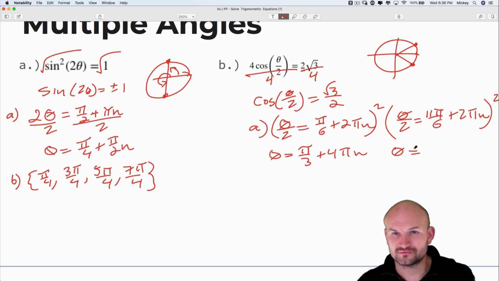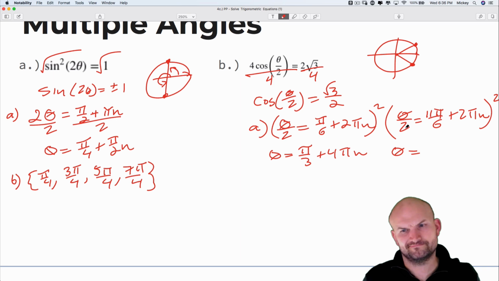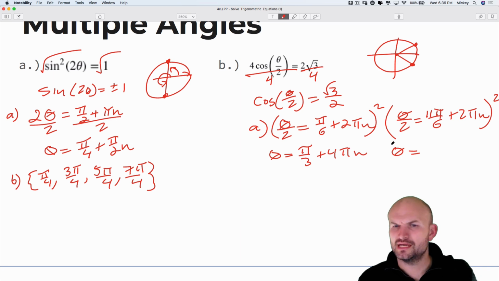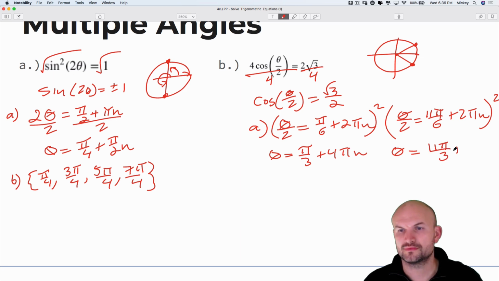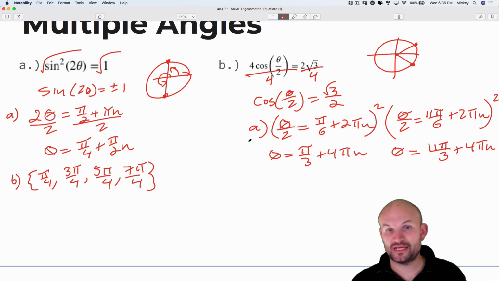6. Was that square root of 3? I don't remember that answer. I guess I remember, that's 11 pi over 6. That's 12 pi over 6. That is correct, cosine's both positive. Okay, which reduces to 11 pi over 3 plus 4 pi n. Okay, so that is going to be all of your solutions.